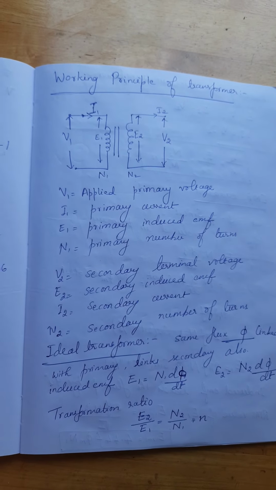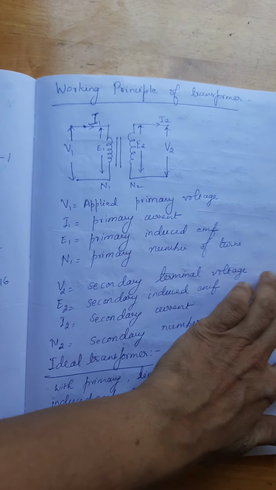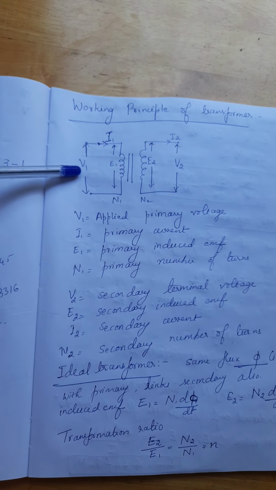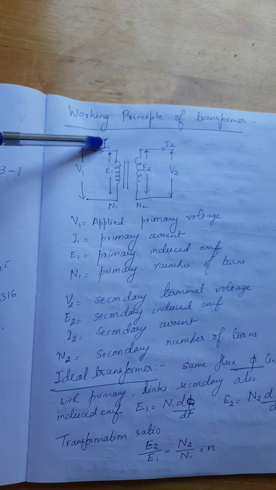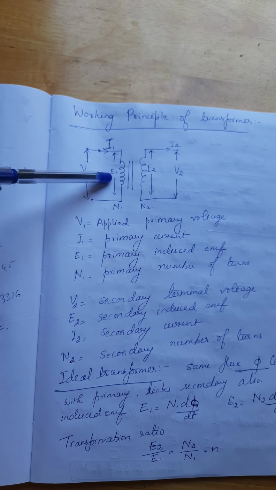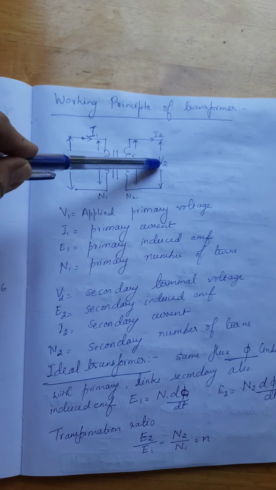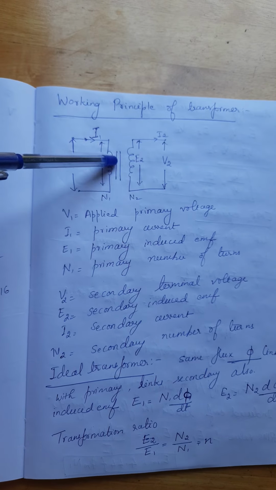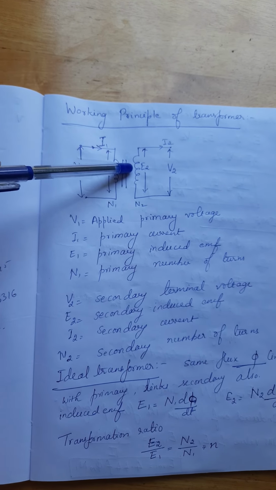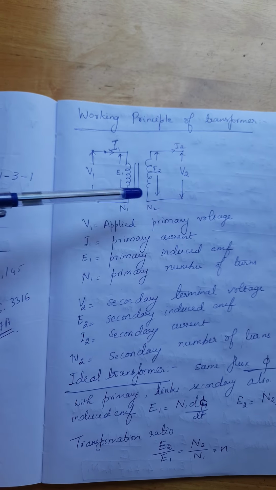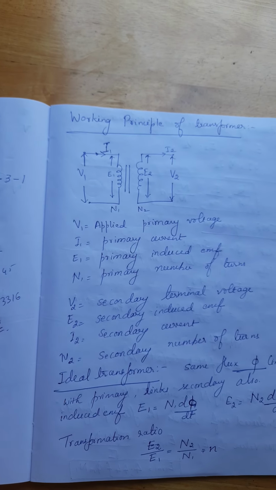Let us see the working principle of transformer. Here we have assumed that V1 is the primary applied voltage, I1 is the primary current, E1 is the induced EMF in the primary. Similarly, V2 is the secondary terminal voltage, E2 is the induced EMF in the secondary, I2 is the secondary current, N1 is the primary number of turns and N2 is the secondary number of turns.